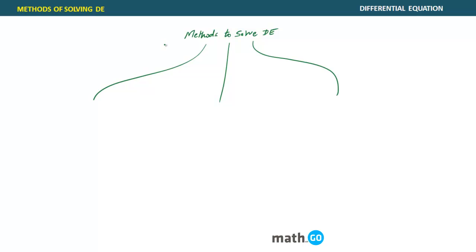So let's talk about methods to solve DE. There are three methods that you have to learn. One is the variable separable form. I'll show you what you mean by variable separable form. The other is homogeneous form. And the third one is linear differential equation. So these are the three methods that you will apply in solving a DE. Alright, and we'll go step by step and do all three of them.